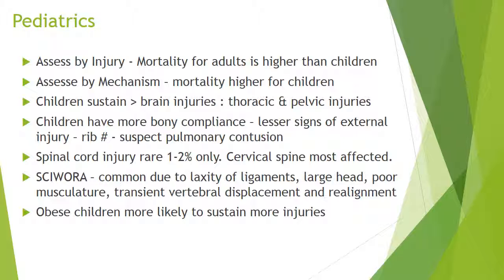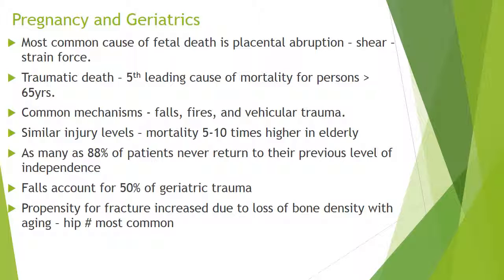Obese children are likely to sustain more injuries because the body weight has a lesser amount of muscle, thus permitting more laxity of the bones and joints. In the pregnant population, the most common cause of fetal death is abruption of the placenta due to a shear strain force. Regarding the geriatric population, traumatic death is the fifth leading cause of mortality of persons more than 65 years of age. The common mechanisms are falls, fires, and vehicular trauma.